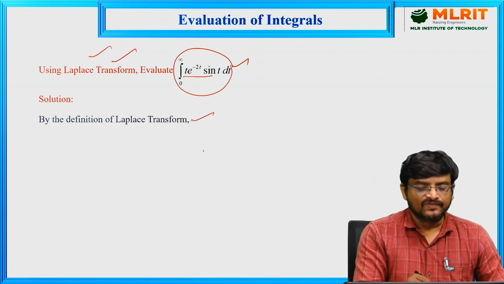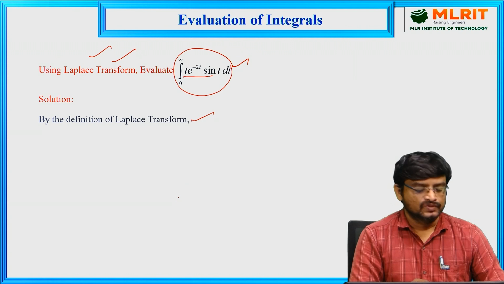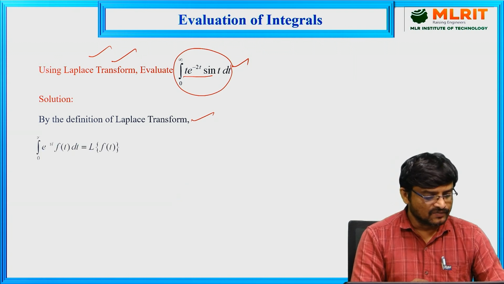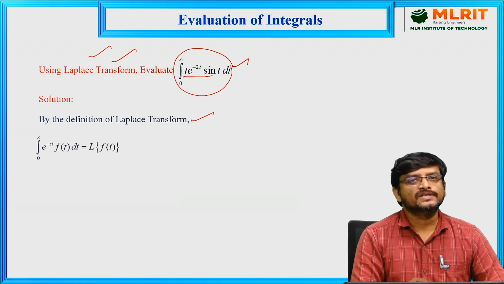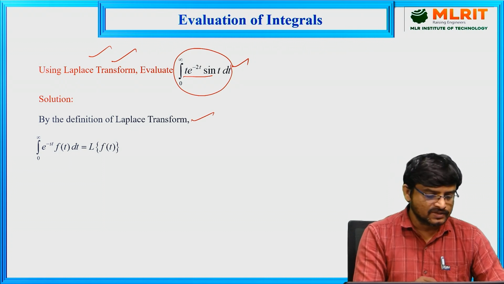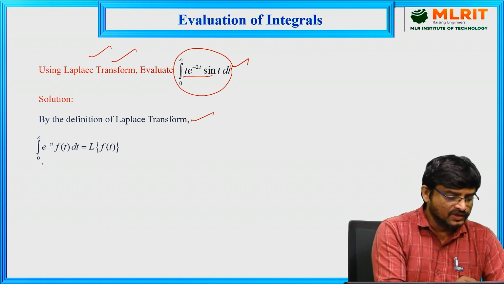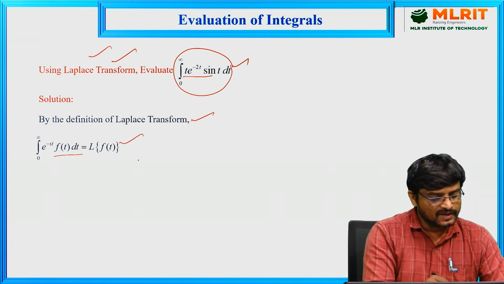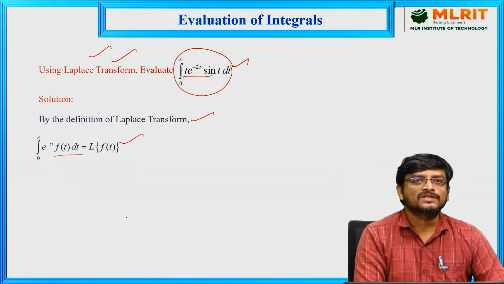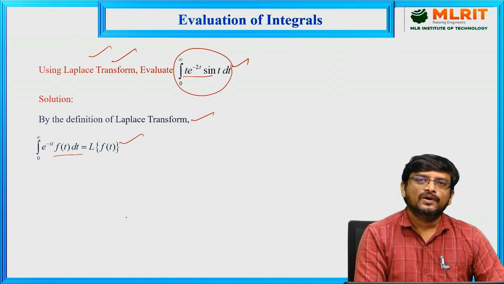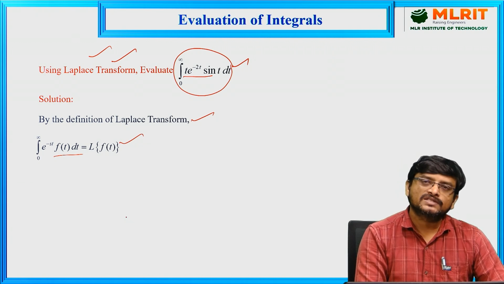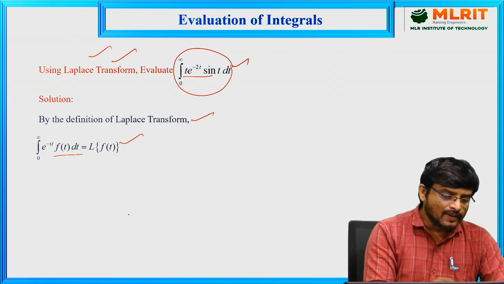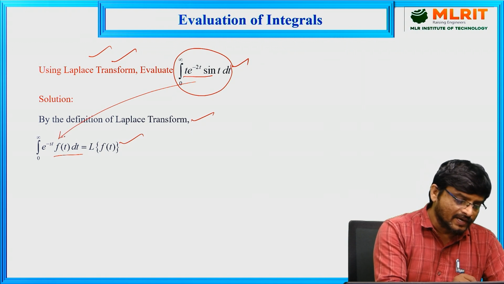Now take the definition of Laplace transform. What is our definition here? L of f of t is equal to the integral from 0 to infinity of e power minus st into f of t dt. This is our definition. We can consider this integral, 0 to infinity of e power minus st f of t dt, as the Laplace transform of f of t. Now whatever integral is given in the problem, compare that integral with this standard integral.